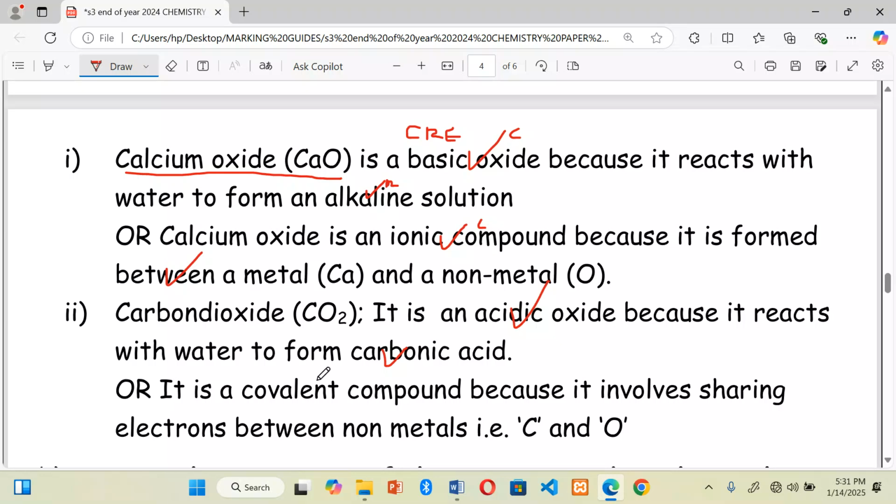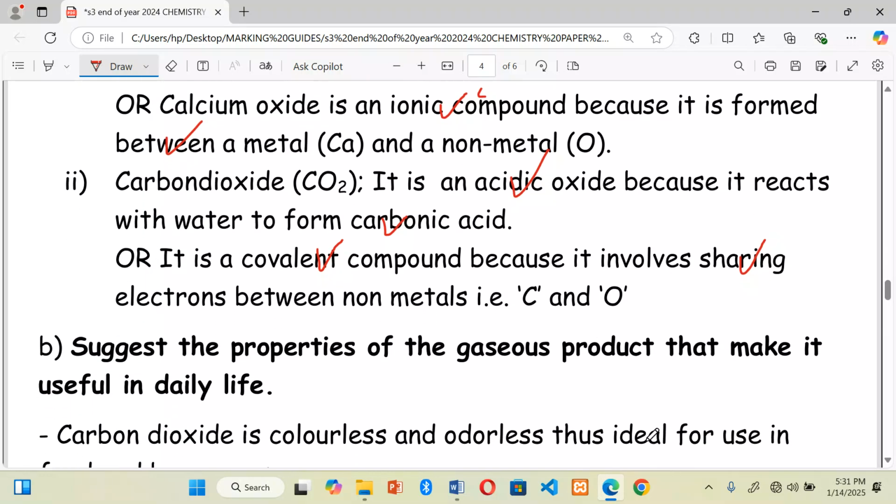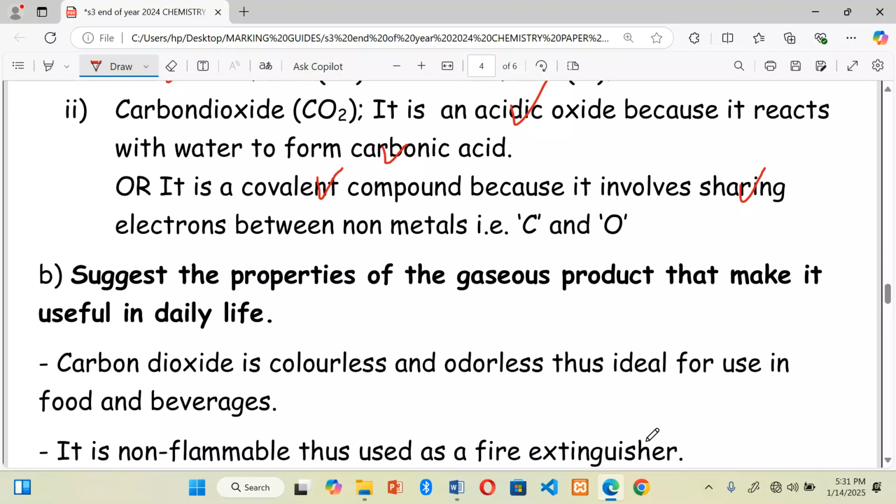Or another person can say carbon dioxide is a covalent compound. Why? Because it involves sharing. Very good. It involves sharing electrons between non-metals, that is the carbon and oxygen. All these are non-metals, and where we said that sharing of electrons between non-metals forms a covalent bond, the compound formed is what you call a covalent compound. So there you'll be able to get all your scores.